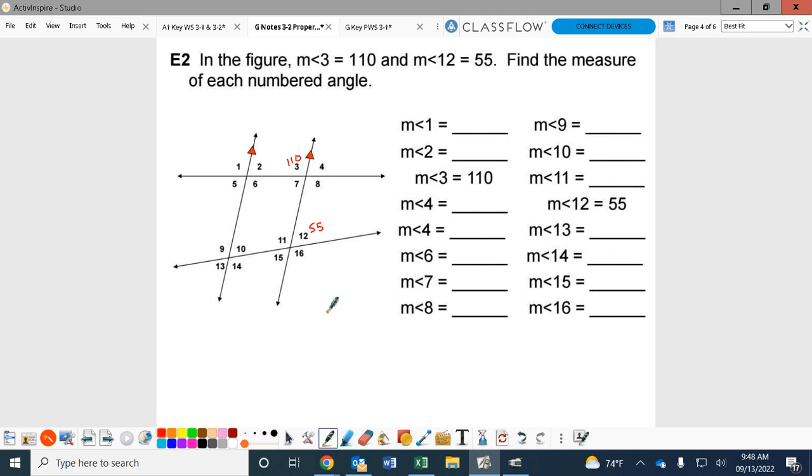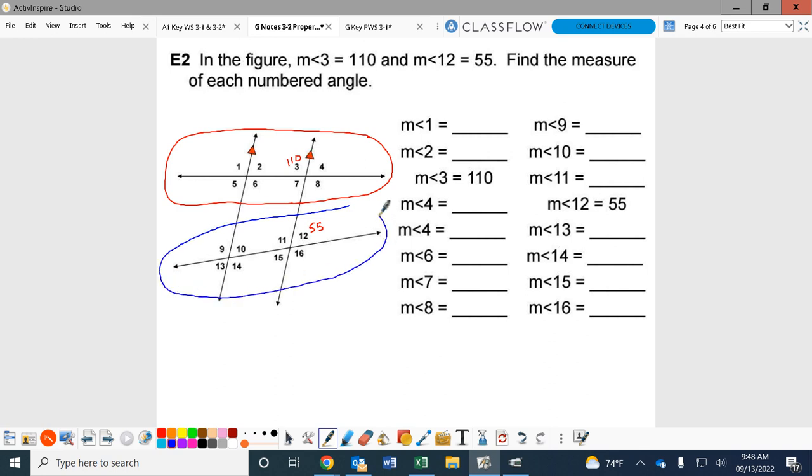Okay, here we go. Guys, look at me. These 2 lines are parallel. That means these 8 that are circled in red are connected to each other. It also means that these 8 circled in blue are connected to each other. Why? Because they're on parallel lines down here, and these are on parallel lines up here.